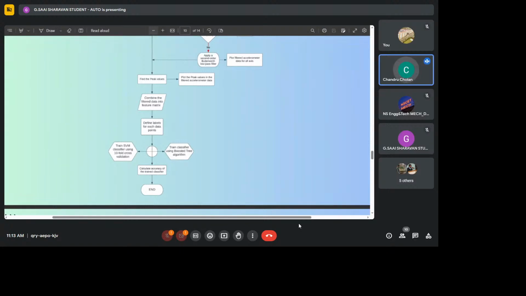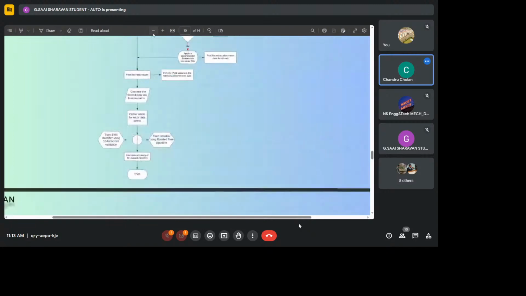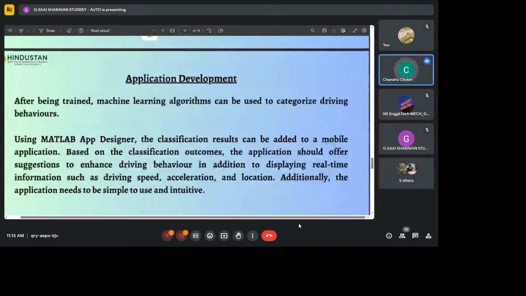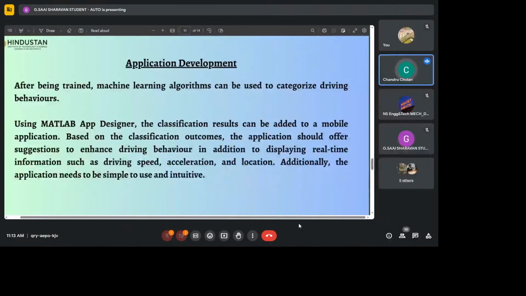And comparing the accuracy of both machine learning algorithms, we can apply this in the application which can determine the driver's driving behavior pattern, and intimate the driver about this pattern. The application was developed using the MATLAB app, which we are still processing in development, and we'll finish it within this month end.